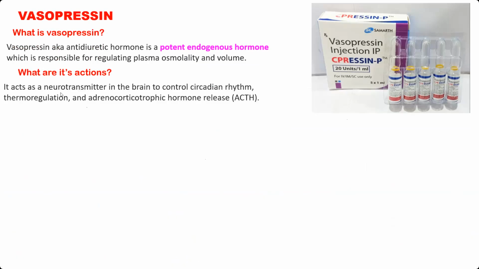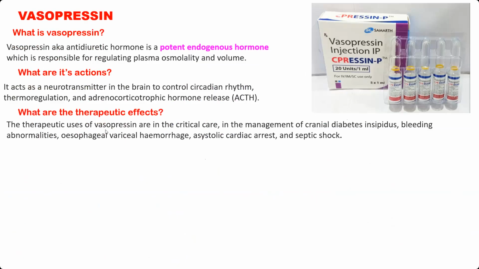I'll tell you that it acts as a neurotransmitter in the brain to control circadian rhythm. It also has a role in thermoregulation and in adrenocorticotropic hormone (ACTH) release. These are its normal physiological effects. The therapeutic effects of the drug are in critical care: the management of cranial diabetes insipidus, bleeding abnormalities, esophageal variceal hemorrhage, asystolic cardiac arrest, and septic shock. These are all the conditions where it can be used.